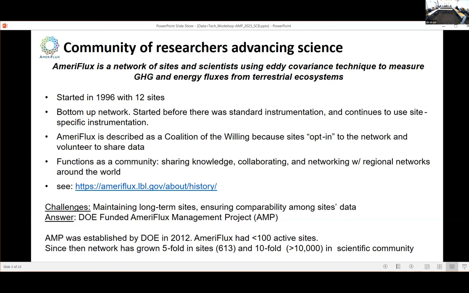The challenge as the network was created and evolving was to maintain long-term sites and to ensure intercomparability between sites. DOE recognized these challenges in the early 2010s and decided to create the AmeriFlux Management Project, managed by Berkeley Lab, which is the team that we have here. It was established in 2012, when the AmeriFlux network was going down as a community, with less than 100 active sites. Since we took over the network, the growth has been probably beyond our hopes, which comes with challenges as well: fivefold growth in the number of sites.